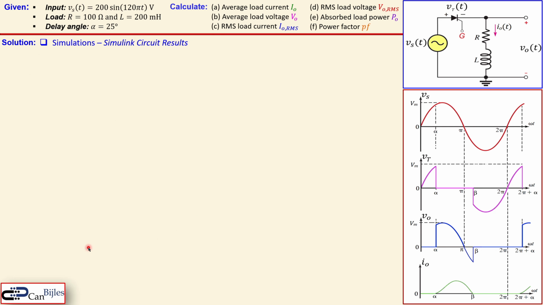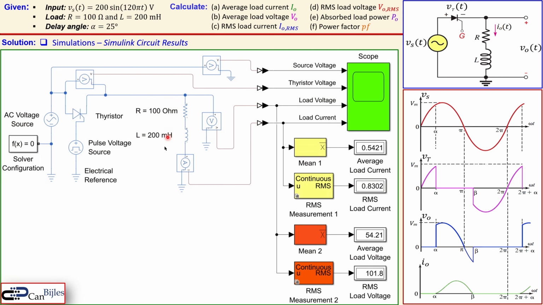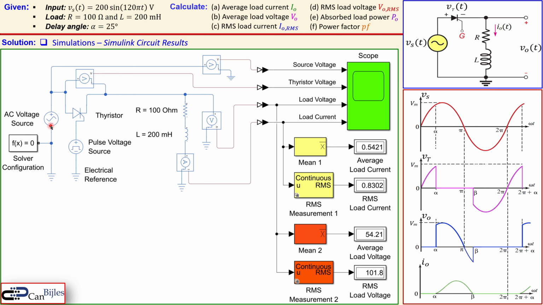Good, now we have done everything. Let's now verify these in the simulations. First we start with the Simulink circuit results. This is the Simulink circuit. You see here the AC voltage source, this one. This is the thyristor.